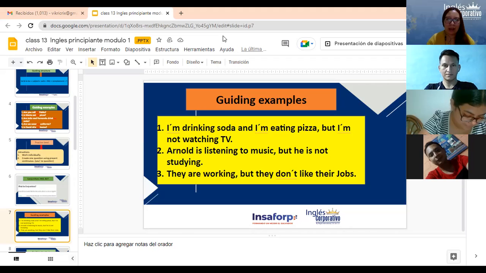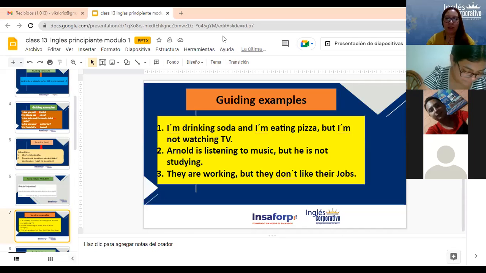Estamos bien. Carlos Domínguez ya me dio sus oraciones. Sí, ¿verdad? Oh, no. No, teacher. Ah, ok. Veamos, please. I'm like playing soccer. But I am not playing basketball. All right. Very good. And the second one?